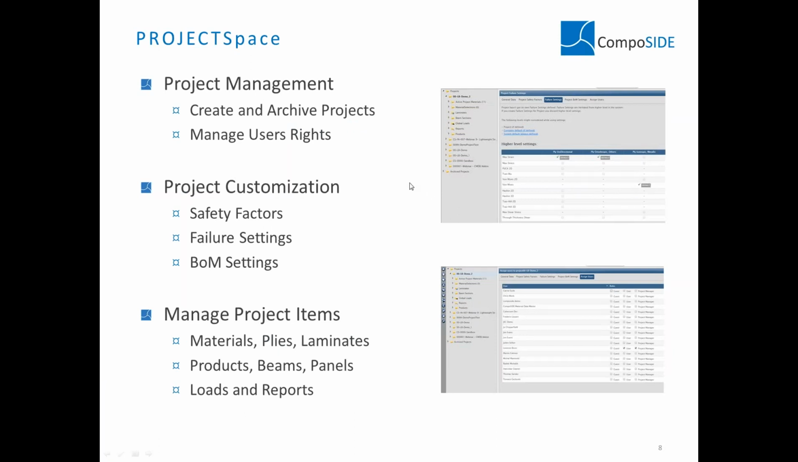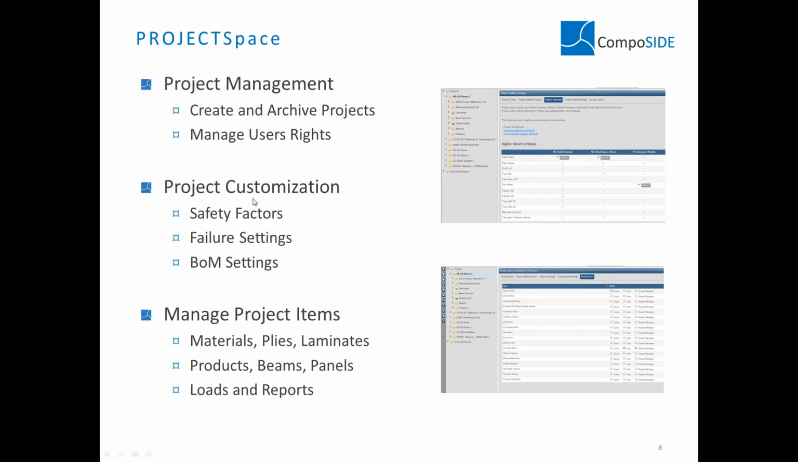So the first model we look at once we enter CompoSIDE is Project Space. Project Space allows us to define our projects. So if you're working on different products, they can be in one or multiple projects. But what is important here is that CompoSIDE is a multi-user environment, and hence you can manage the rights of each user for a specific project. So for example, you can have 5 designers, 3 of which are working on one project and the 2 others do not need to have access to it for various reasons.